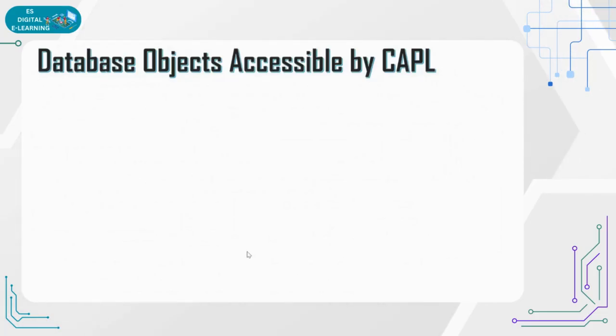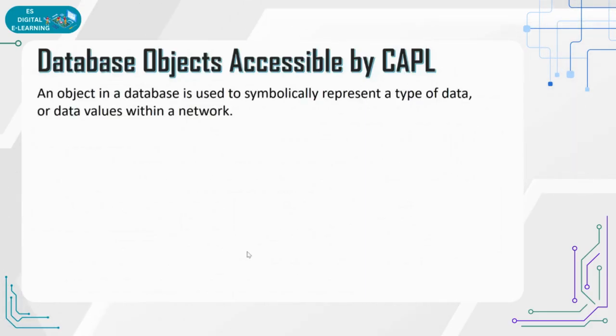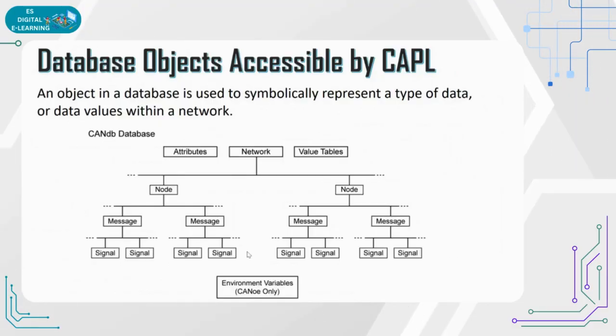So next, whatever input we are giving, like the CANoe, .lin, and other supported files, we call it a database file. With the help of CAPL, which is a programming language, we need to access it. An object is a database, used to symbolically represent the type of the data or the data values in the network.